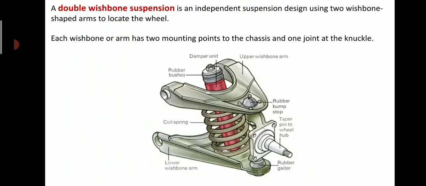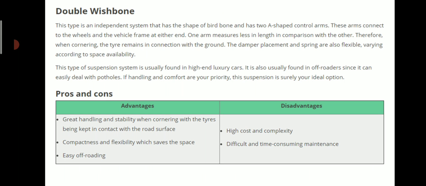So this is another sketch of double wishbone suspension. What are the pros and cons, or advantages and disadvantages? Great handling and stability when cornering with the tires being kept in contact with the road surface. Compactness and flexibility which saves space and eases off-roading. What are the disadvantages? High cost and complexity, difficult and time consuming maintenance.